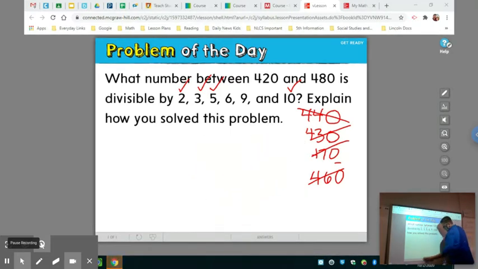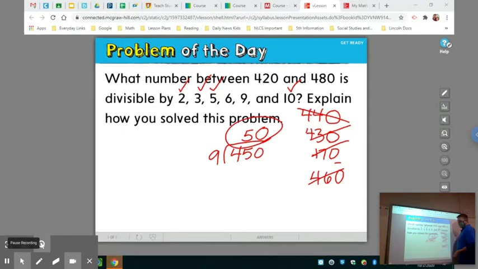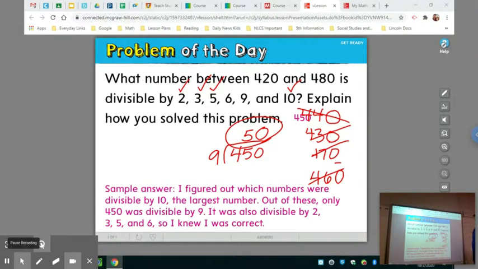We gotta try the 9 now. Let's see if this is 450 divided by 9. How many times does 9 go into 45? 5 and 1 0. Good job, Colton. We know that works. So it looks to me like the answer is indeed 450.